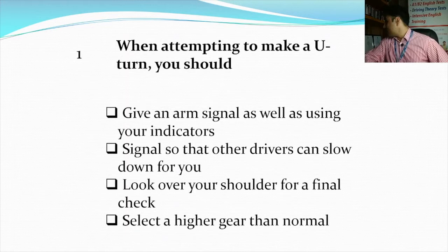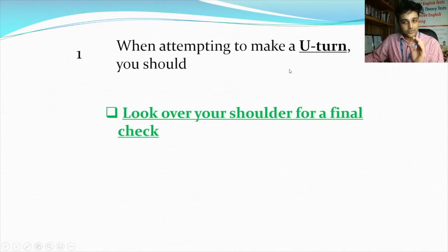Now, why do we select that answer? There's only a few keywords that you need to look for here: U-turn, look over your shoulder. If you're going to do a U-turn in the middle of the road, you want to turn your body like a U as well. So you U-turn over your shoulder. It's just these key phrases, U-turn and shoulder for final check. These two you can link together, so you don't have to read the whole question. You're just looking for the keywords.